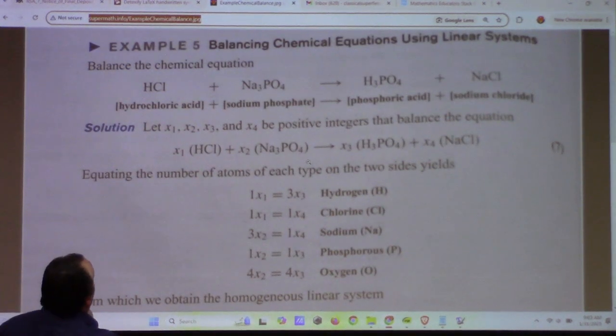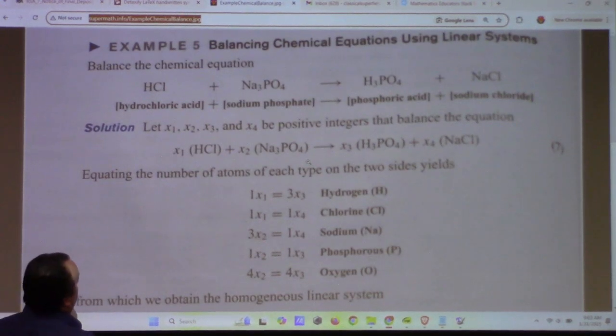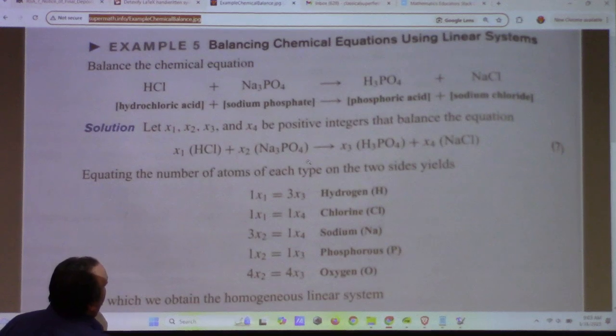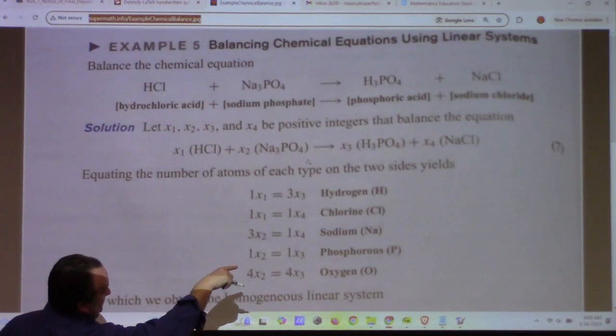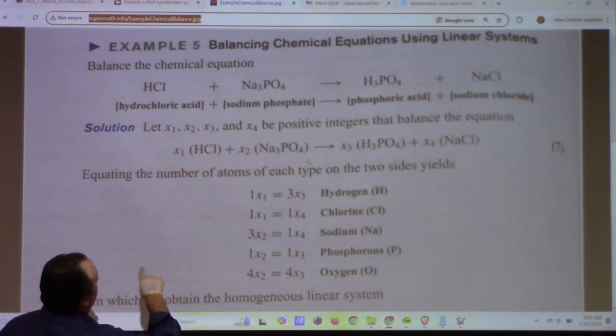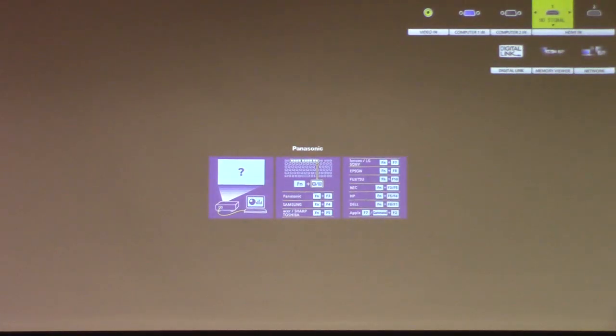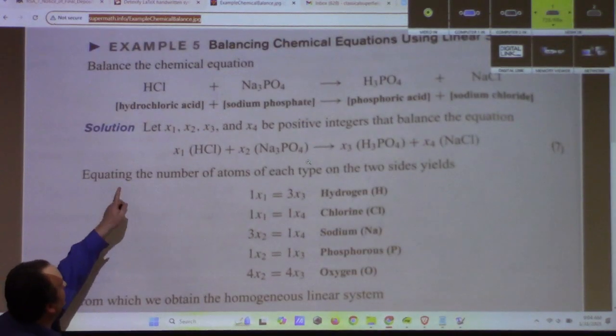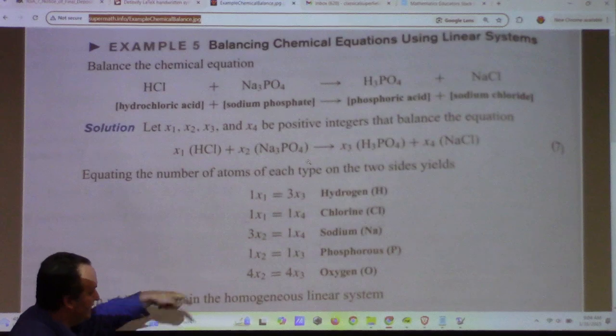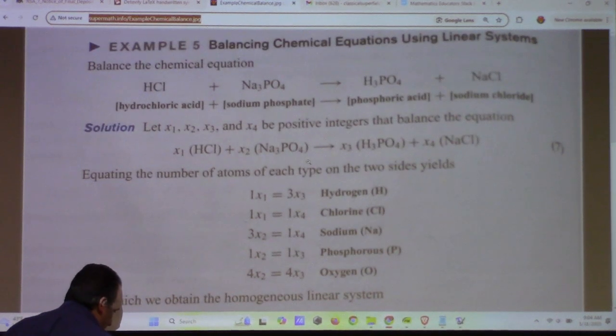So you guys tell me, what's HCl as a vector? I guess we're using hydrogen, chlorine, sodium, phosphorus, oxygen here. So HCl would be 1 hydrogen, 1 chlorine. Any sodium, phosphorus? No. So 0, 0, 0. That's the first thing.